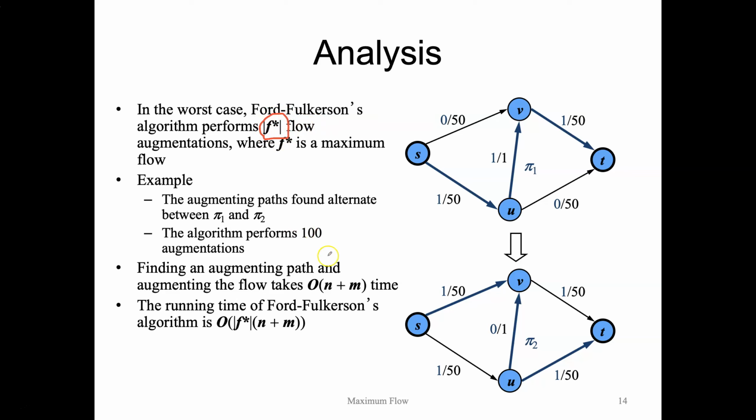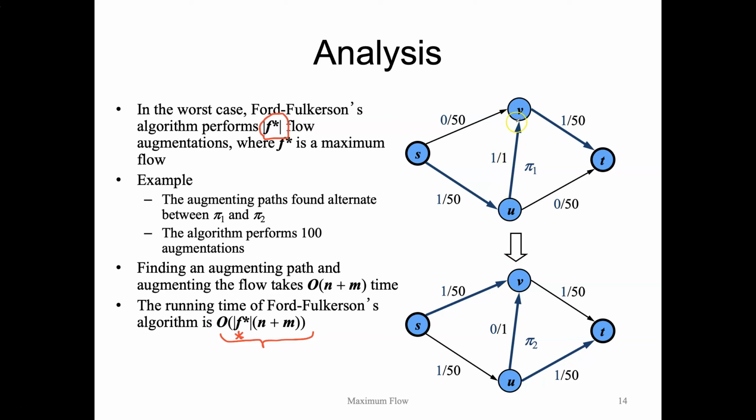And in that case, we'd have to find an augmenting path this many times. And finding an augmenting path is linear time, n plus m, just using that modified depth first search. So the running time of Ford-Fulkerson's algorithm is this. And this is unfortunate because we actually don't know what the maximum flow is yet. This is part of our algorithm, what we want to find.